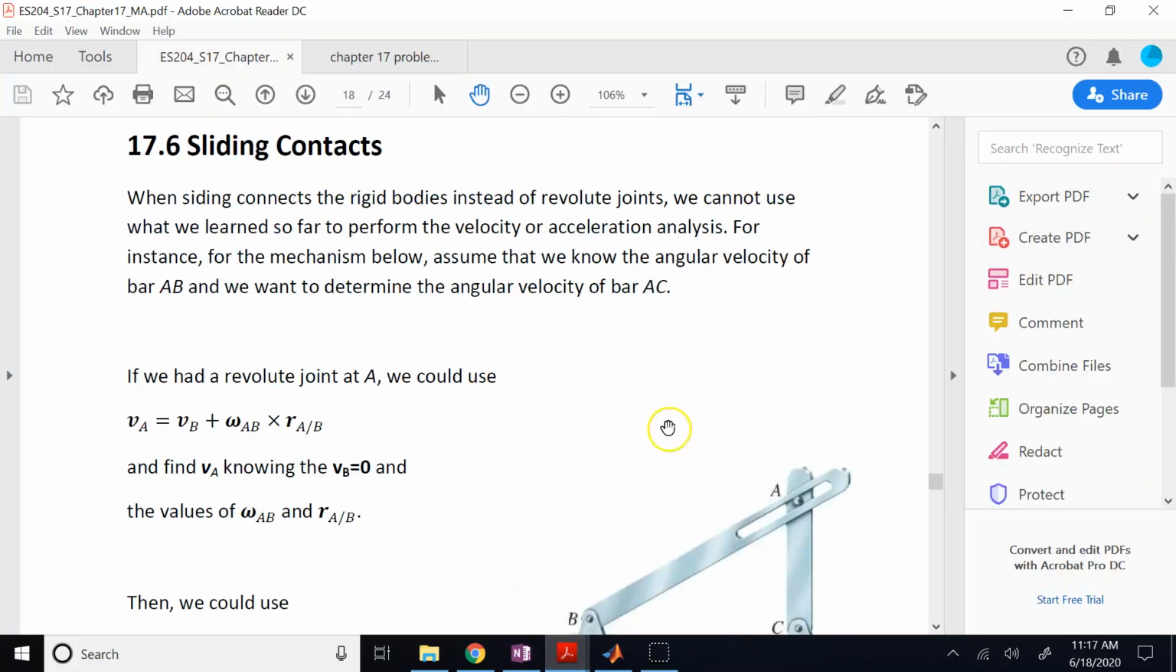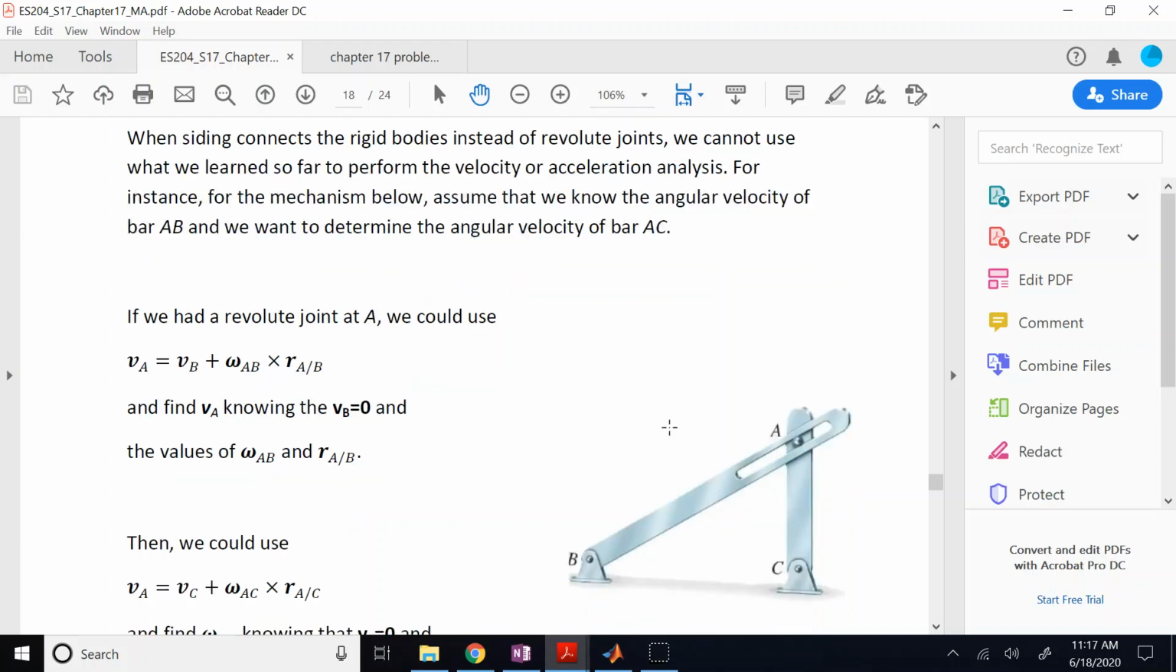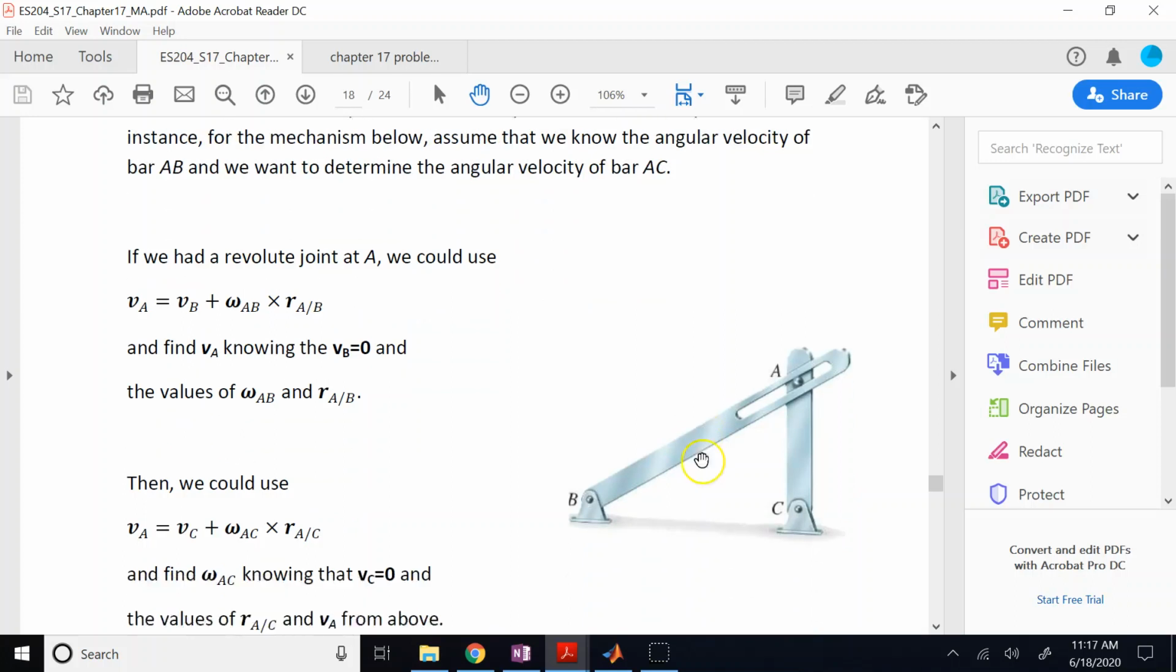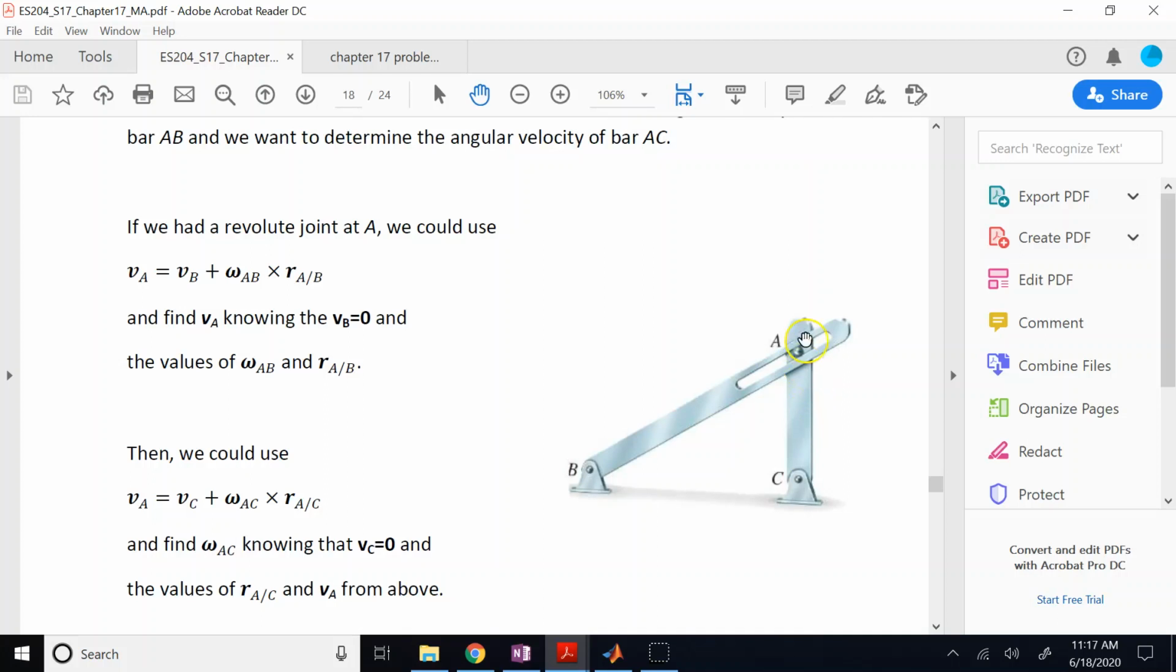But there are problems when we are dealing with kinematics of rigid bodies where we need to relate the velocity or acceleration of two points together. However, these two points do not belong to the same rigid body. One example is here. This is a mechanism where it has two links, and here you have this small knob or tab, whatever you want to call it, and this has to slide inside this slot, which is on the part on the left.